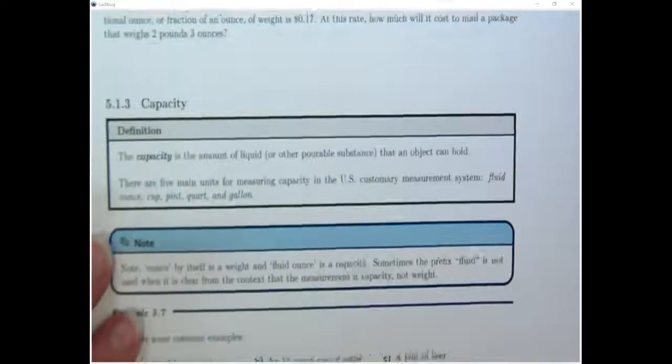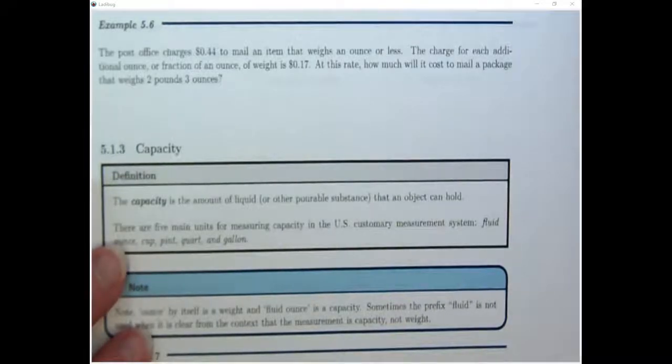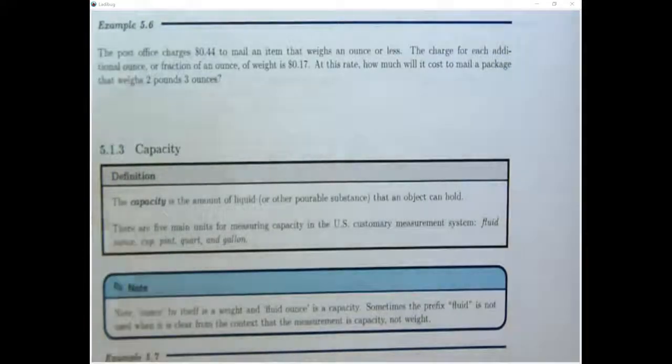Okay, now we're going to look at a word problem. The post office charges 44 cents to mail an item that weighs an ounce or less. The charge for each additional ounce or a fraction of an ounce of weight is 17 cents. At this rate, how much will it cost to mail a package that weighs 2 pounds, 3 ounces?